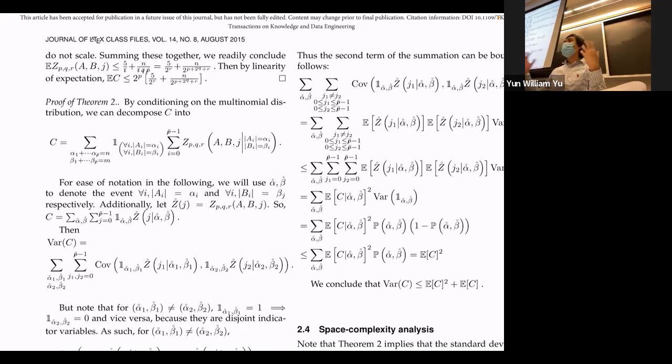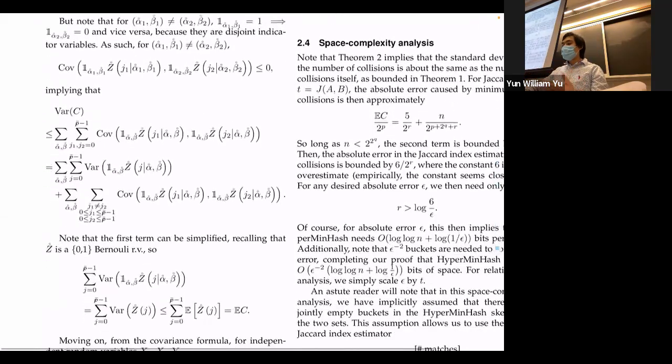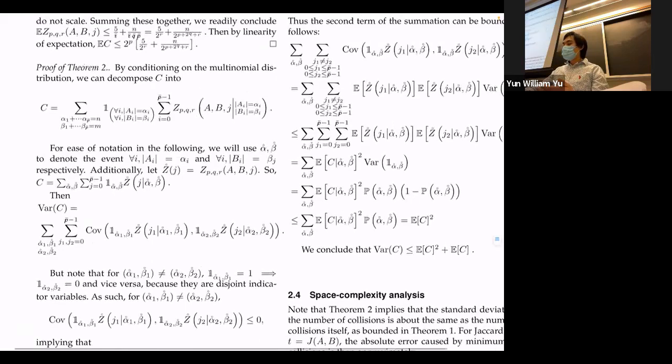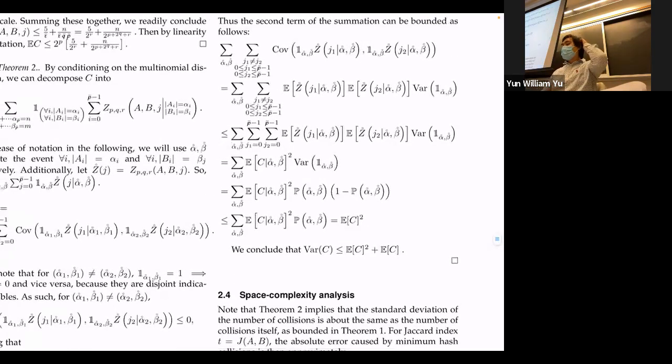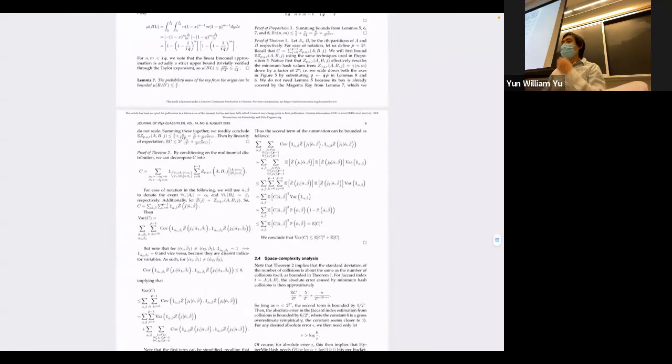And so what you do is, remember when we had these almost independent things with our random graphs, you had to decompose it into some part that was independent and then some other part that didn't really matter. That's basically the strategy we use here, where we decompose C into one part where we condition on this multinomial. And by doing this, you're able to show that the variance is less than or equal to the expectation squared plus the expectation. And so the standard deviation is about the expectation, which means that you don't have too many more errors than you'd expect. And from that, that basically proves the entire theorem.